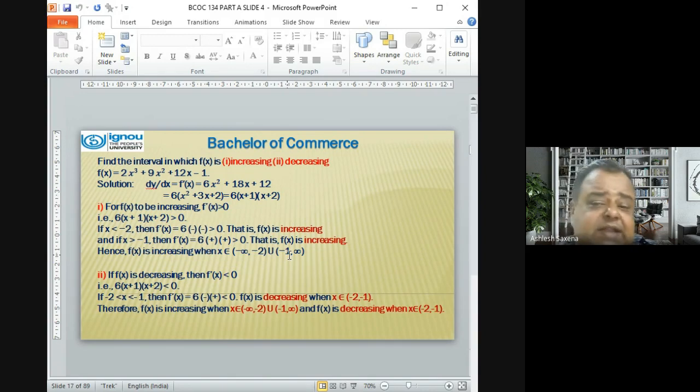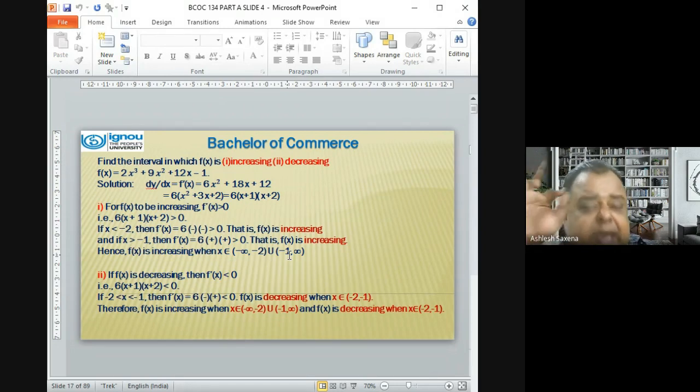If the function is increasing from minus infinity to minus 2 and again increasing from minus 1 to infinity, that means it will be decreasing between minus 2 and minus 1. Now we will see how it will be decreasing. You have your second derivative of x as 6 times x plus 1 into x plus 2.